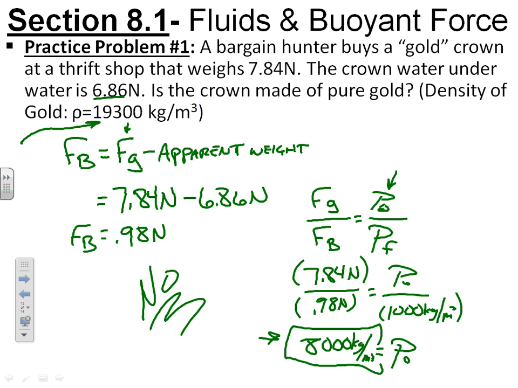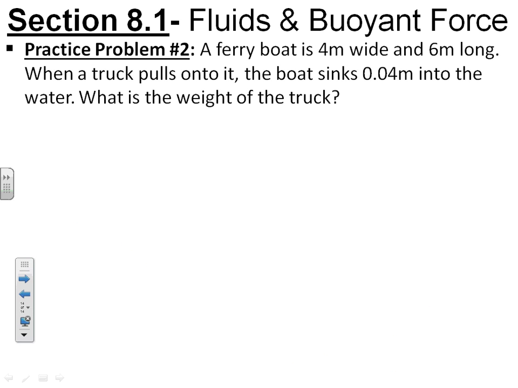Okay, I got another practice problem here for you. A ferry boat is 4 meters wide and 6 meters long. When a truck pulls onto it, the boat sinks 0.04 meters into the water. What is the weight of the truck? Now in order to solve for this, let's start by finding the volume of our object here. The volume of the object, remember, is going to be equal to the volume of the fluid that is displaced. So in order to solve for that, we're going to go 4 meters times 6 meters times 0.04 meters.